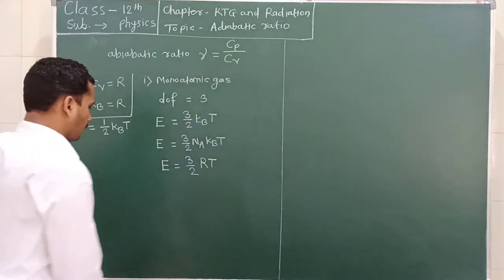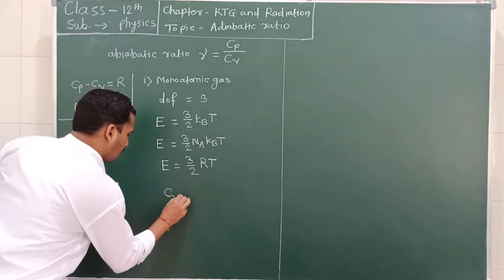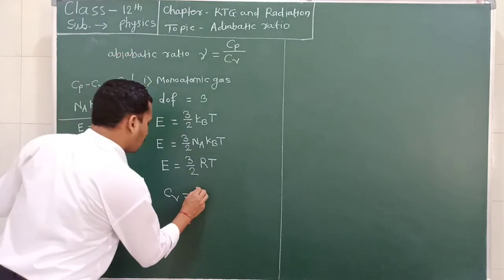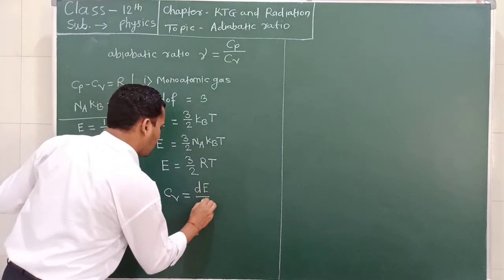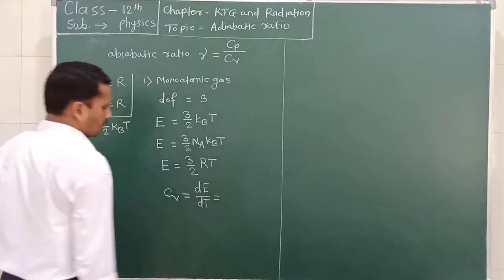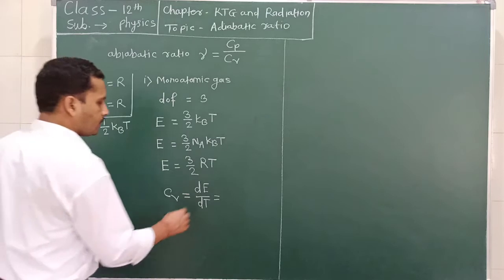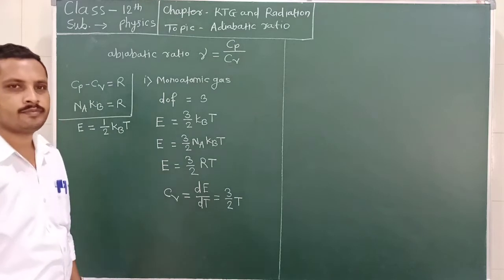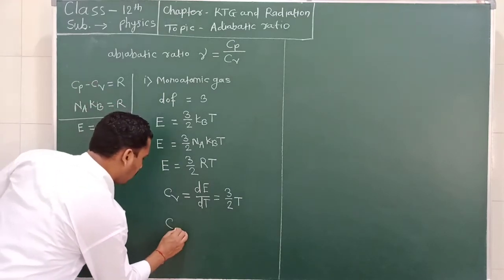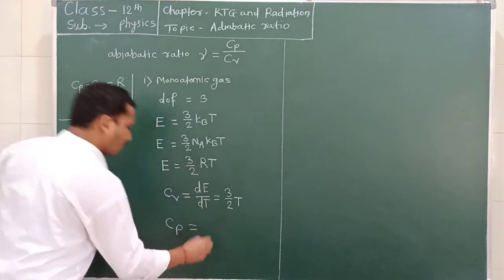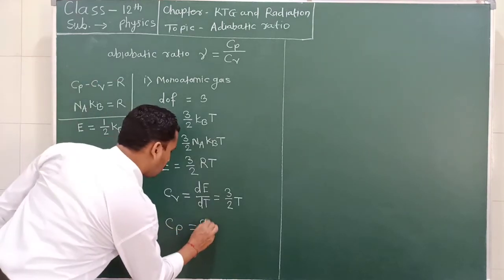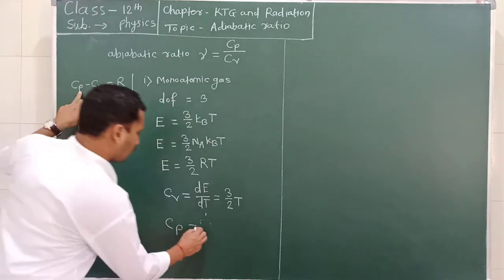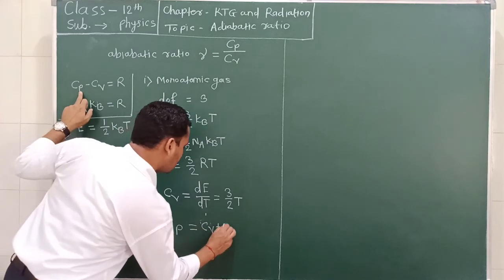Now we calculate Cv. What is Cv? Molar specific heat at constant volume, which is equal to dE by dT, which is equal to, if we differentiate the equation, 3 by 2 R. Then we derive Cp. What is Cp equal to? From this it is equal to Cv plus R.